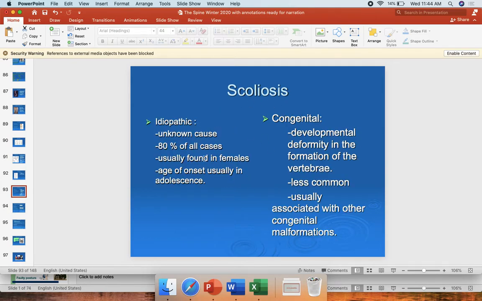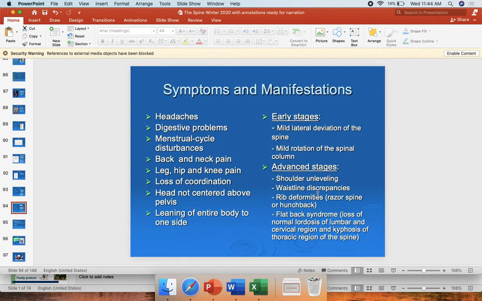This is a little bit more on the scoliosis. You could have it be congenital, right, where it runs in your family. This is going to be less common. I wanted to get back to, so here's some symptoms and manifestations of that scoliosis.